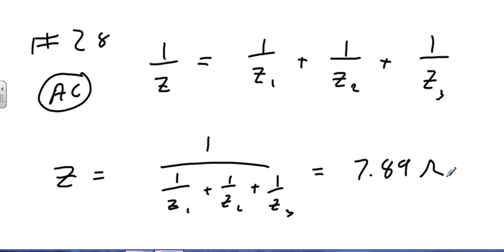So that means I have to enter it in my calculator again. 1 divided by parentheses 1 divided by 25 plus 1 divided by 15 plus 1 divided by 50, close parentheses. Yep, got the same thing, 7.89 ohms.